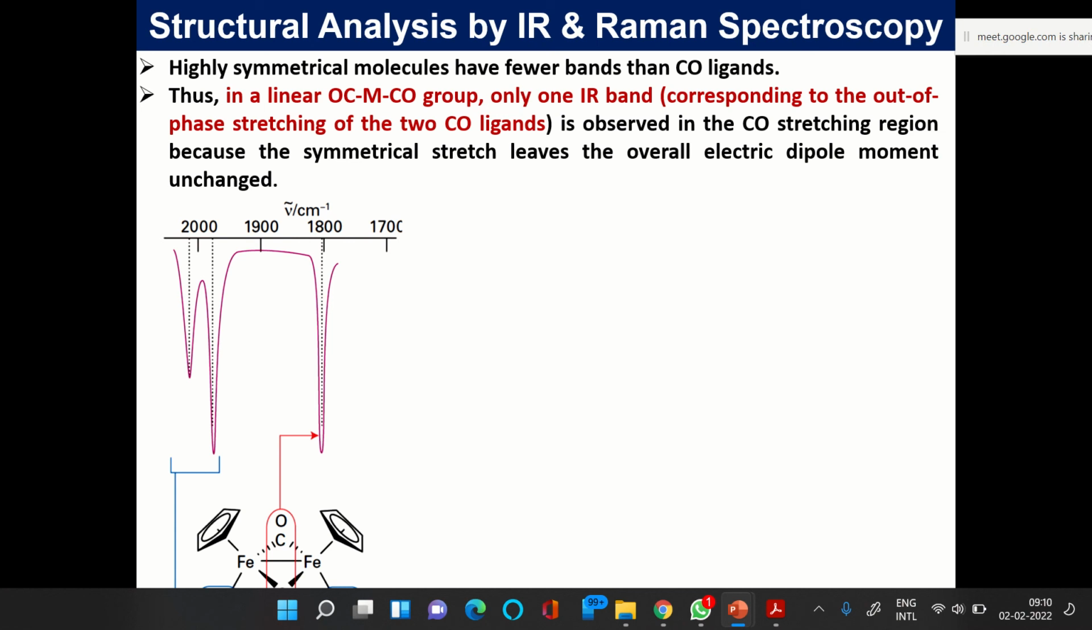What we want to summarize here: highly symmetrical molecules have fewer bands than CO ligands, and in a linear situation, only one IR band is observed after the stretching in CO. Symmetrical stretching leaves the overall electric dipole moment unchanged.